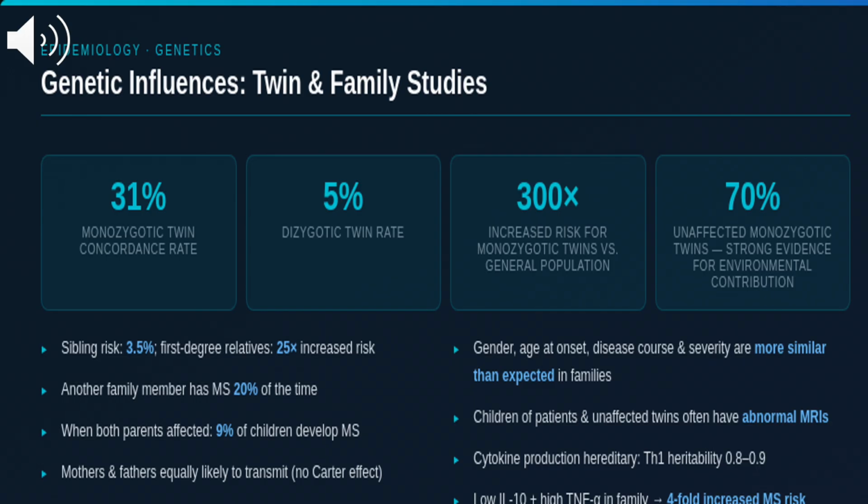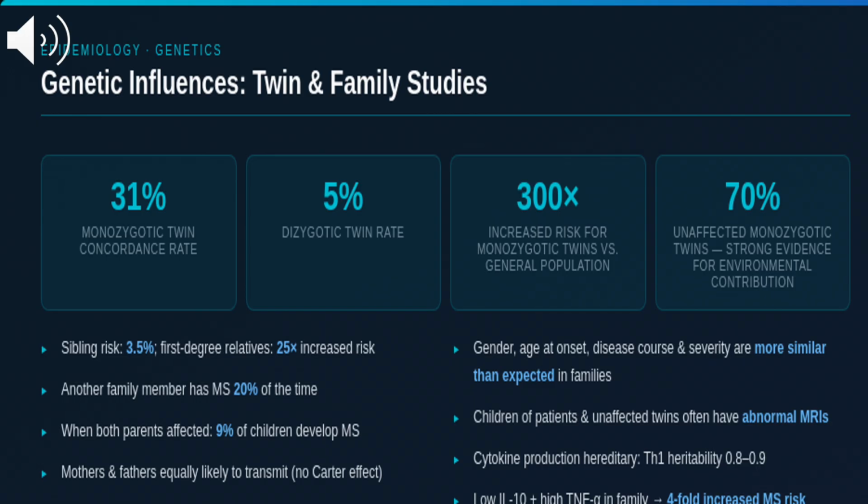Mothers and fathers are equally likely to transmit the disease, with no evidence of a Carter effect. However, a high-risk mother married to a low-risk father is more likely to transmit MS to a daughter than the reverse, suggesting maternal environmental factors, potentially including microbiome transmission, epigenetic imprinting, or gestational vitamin D levels, play an additional role beyond genetic transmission alone.